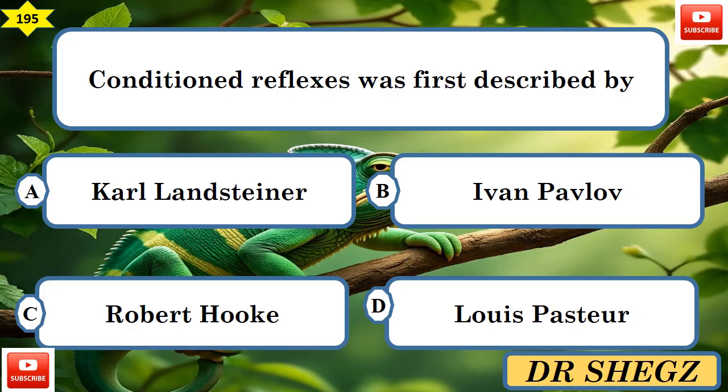Conditioned reflex was first described by, this is the nervous system, Ivan Pavlov. So conditioned reflexes was first described by Ivan Pavlov, a Russian scientist.